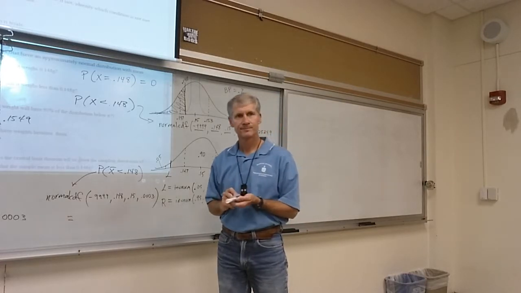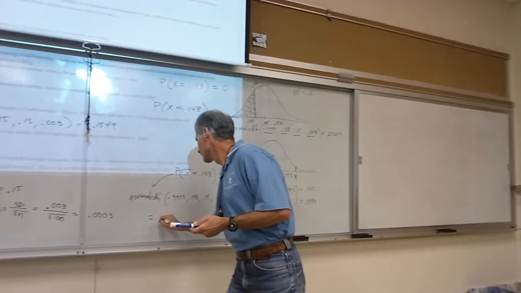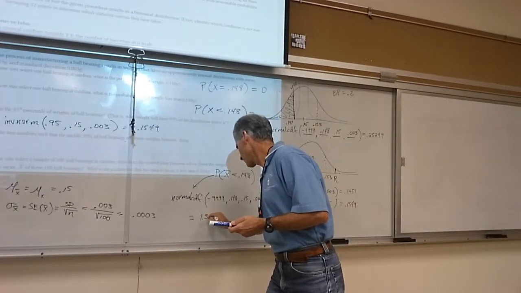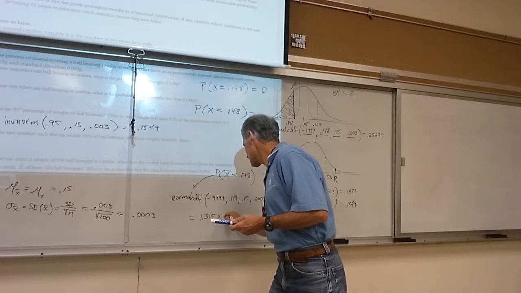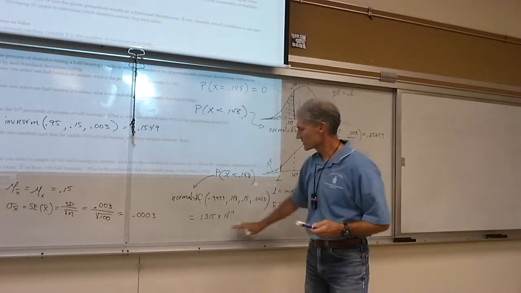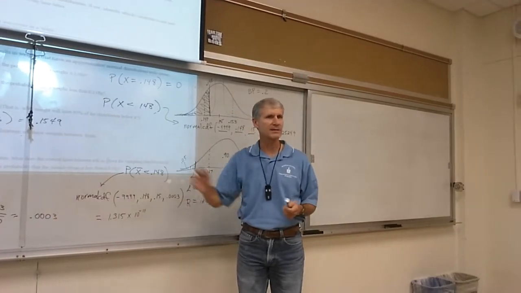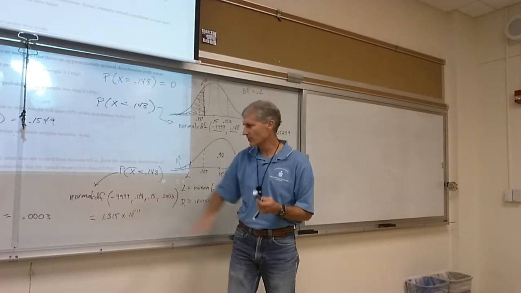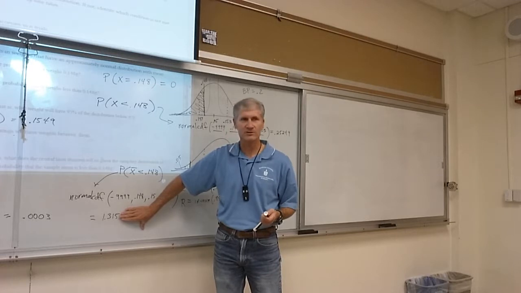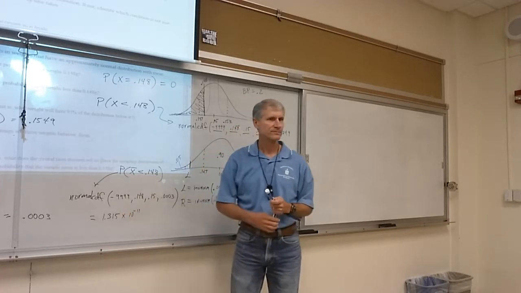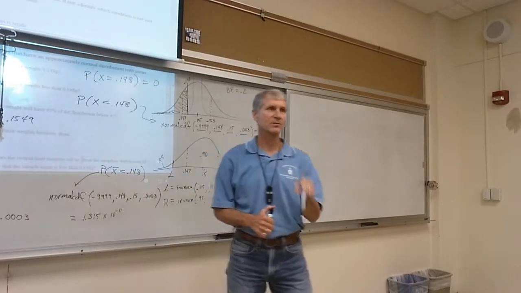It's 1.315 times 10 to the negative 11. So in your calculator, you'll see an E minus 11 out there on the right-hand side. Don't forget about that. Don't put 1.315 down as your answer and go on. Remember, probabilities have to be less than 1.